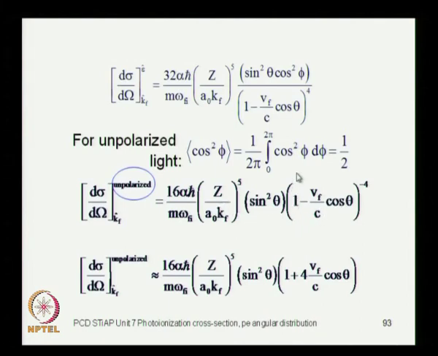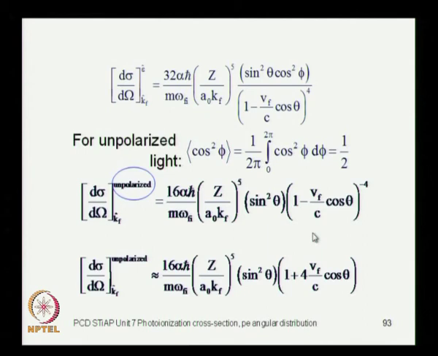and notice that you have got 1 minus v over c cos theta to the power 4 in the denominator. So, in the numerator it will come as 1 minus v over c cos theta to the power minus 4, and if you expand it and take the leading term you get 1 plus 4 times v over c cos theta, okay, that is the leading term of that expansion.